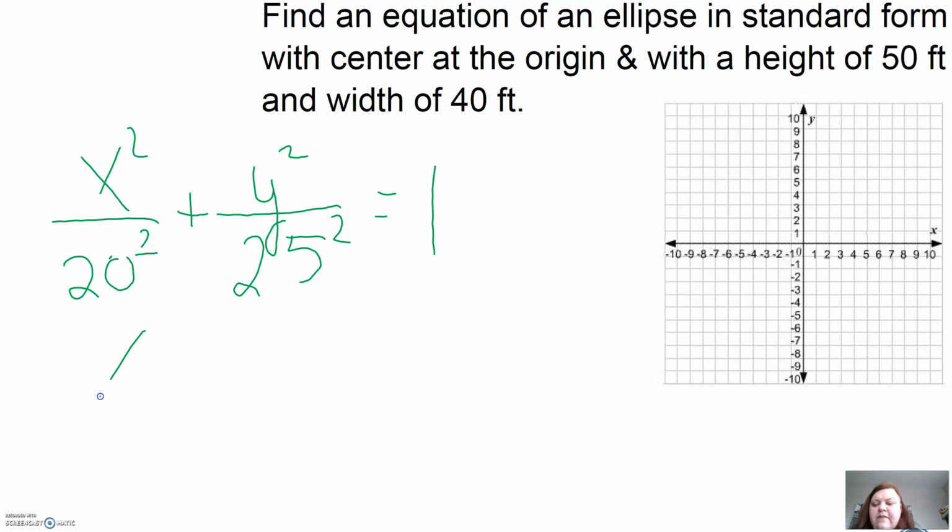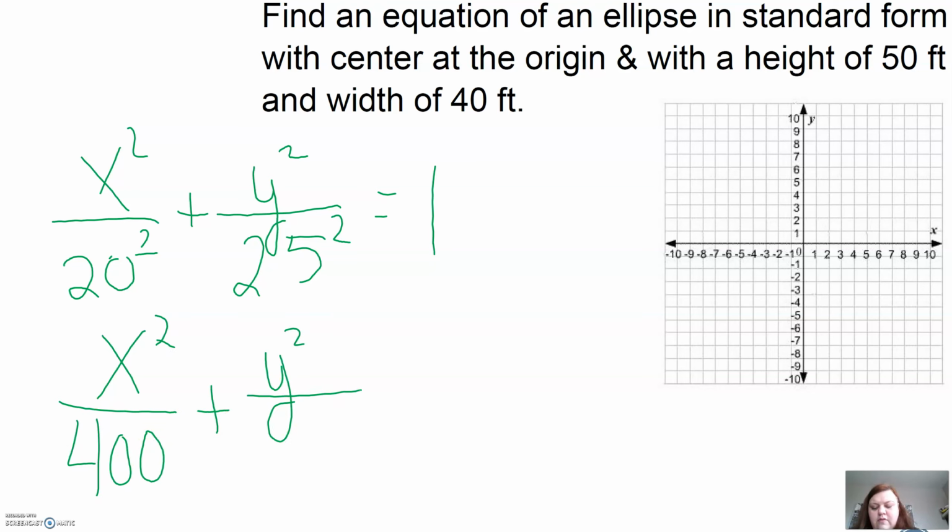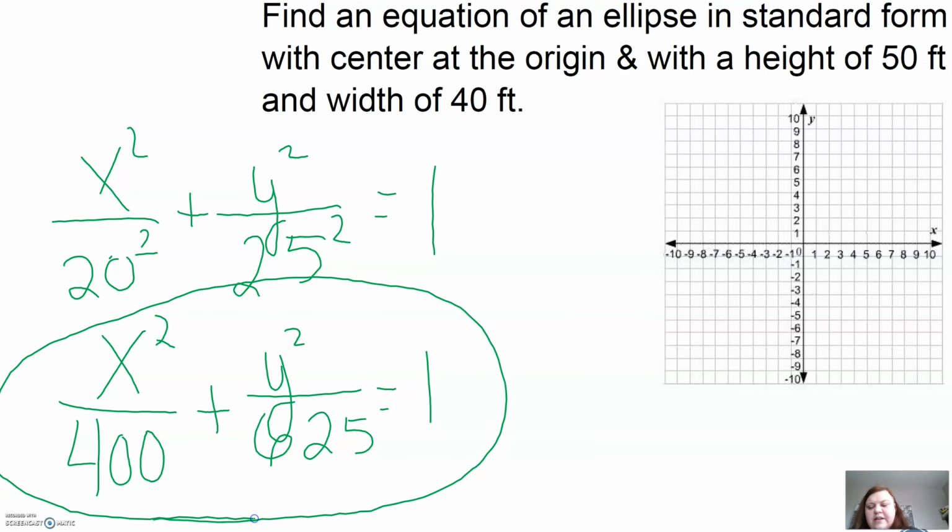Okay. And we go ahead and square those. So if we square those, we'll have x squared over 400 plus y squared over 625 equals our 1. So this would be our final equation.